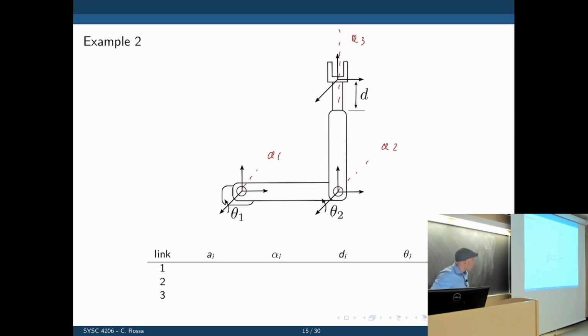Okay, so let's start with link 1. We can place Z1 over here. We can place Z0 over there. If you know Z1 and Z0, where is X1? It is along this plane, so it's got to be that one. So that is X1. So then we can call this one X1 as well. When you know X1 and Z1, then Y, the cross product, goes up. So this is Y1, and this is Y0.